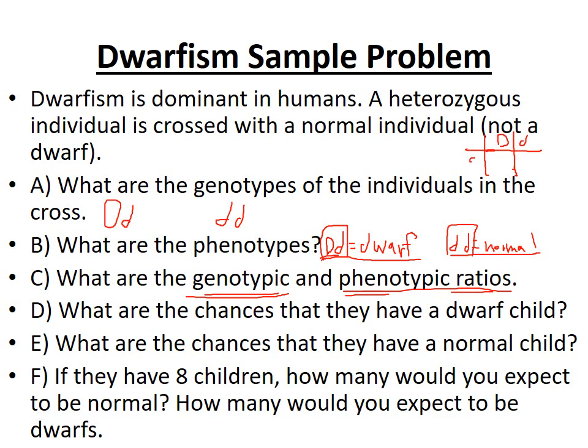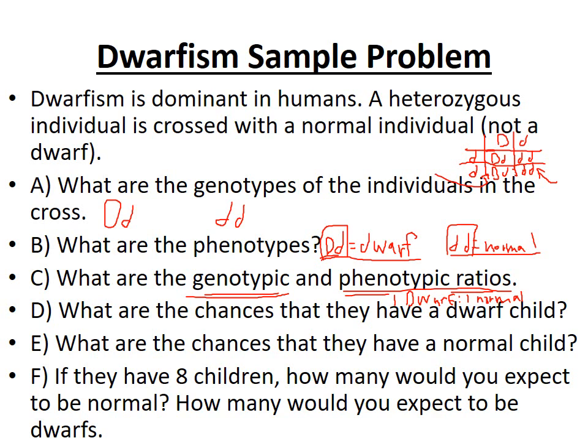We'll put the little d parent on the side here. And we'll do the fertilization event: big D little d, big D little d, little d little d, little d little d. So we have one dwarf or two dwarf for every two normal, which is 1-to-1. So if we were doing our phenotypic ratio, we have one dwarf for every one normal or non-dwarf.